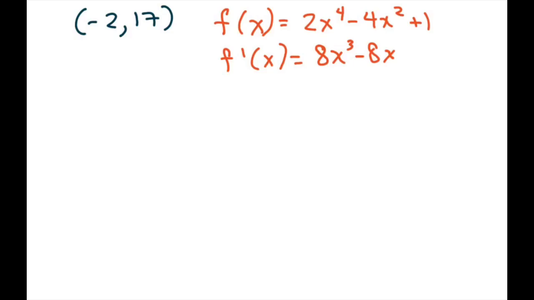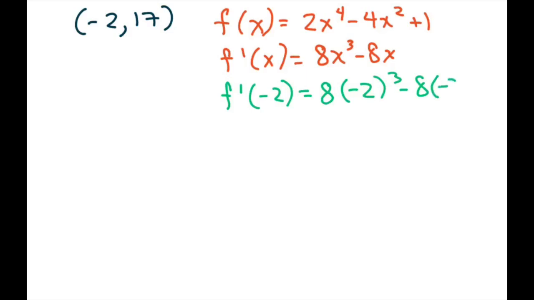Okay, and then all we have to do is plug in our -2 to find our slope. So you plug in -2 here, and this is going to yield -48. So this equals your m.